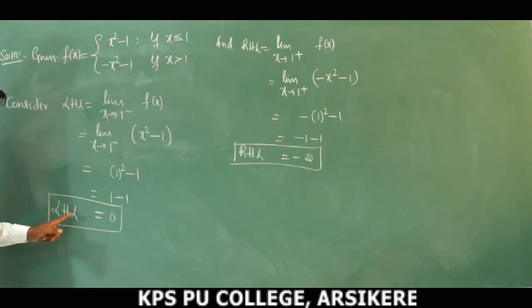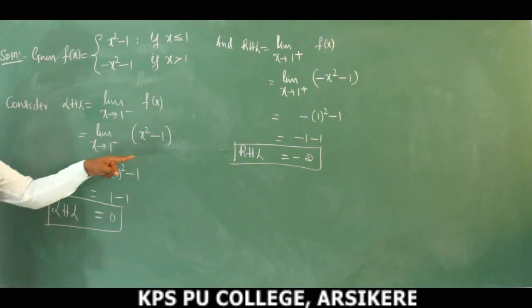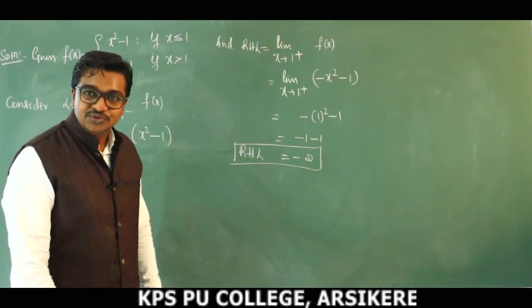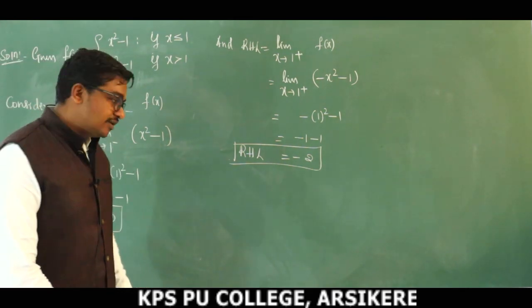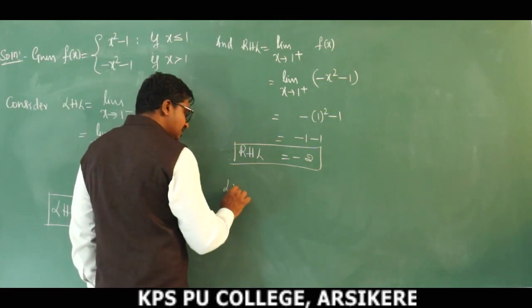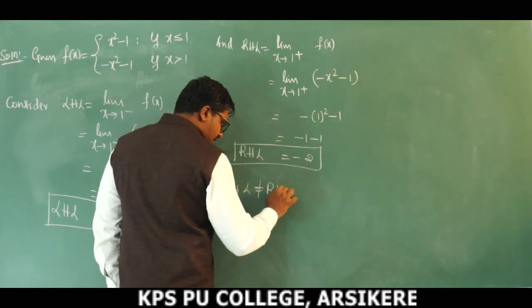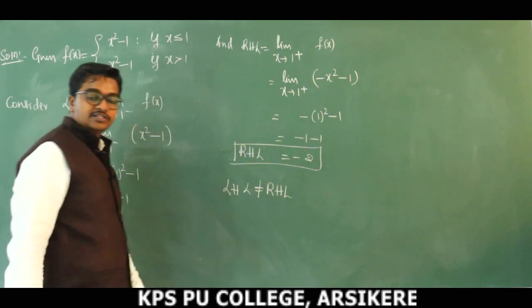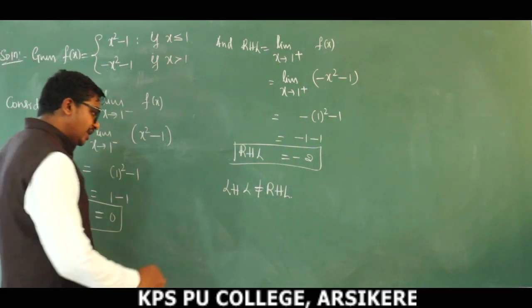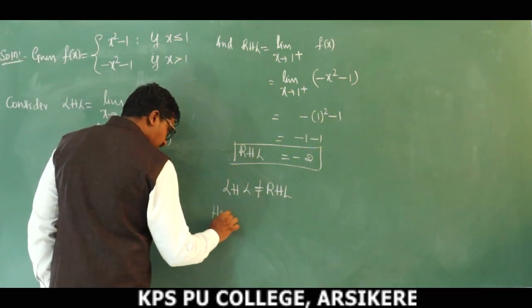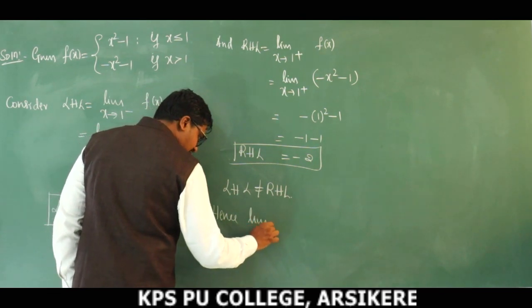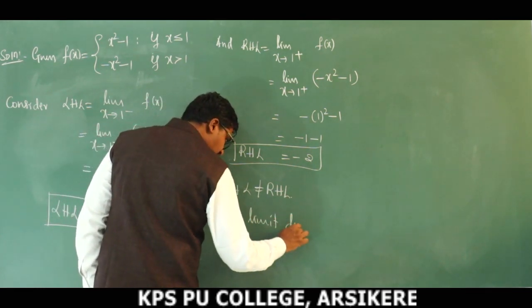Just observe here, LHL is equal to 0, but RHL is minus 2. Therefore LHL is not equal to RHL, hence the limit does not exist.